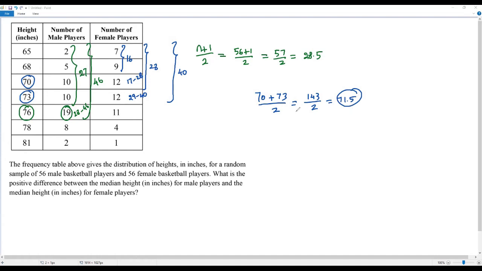Already we got the median height of the male players, that is 76 over here, and here we have the median height of the female players. Our aim is to get the positive difference between the median height of the male players and the median height of the female players. To get the positive difference, we have to subtract the smaller value 71.5 from the bigger value 76. That is 76 minus 71.5. When I do this subtraction, I am getting a positive 4.5 inches. The positive difference between the median height for male players and the median height for female players is 4.5 inches.